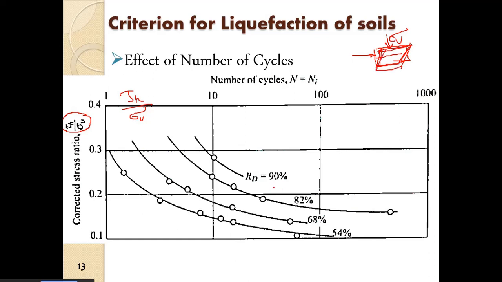Okay. And we can see this is the number of cycles increasing, and we have a very similar trend for all the various relative densities. All right. So with increasing relative density, it is increasing in this manner.